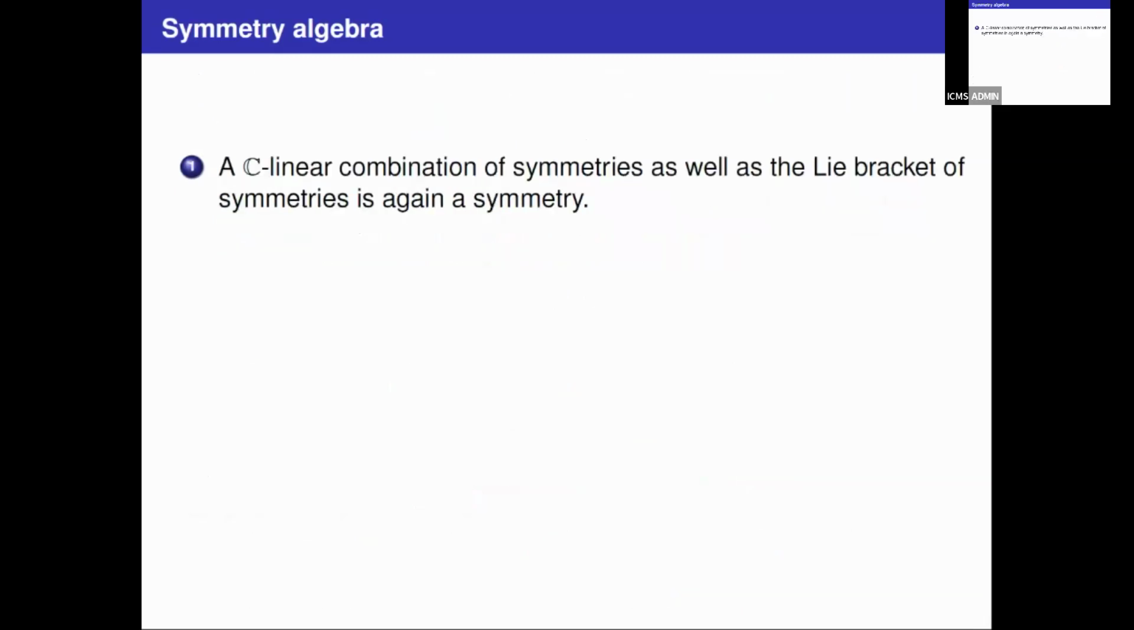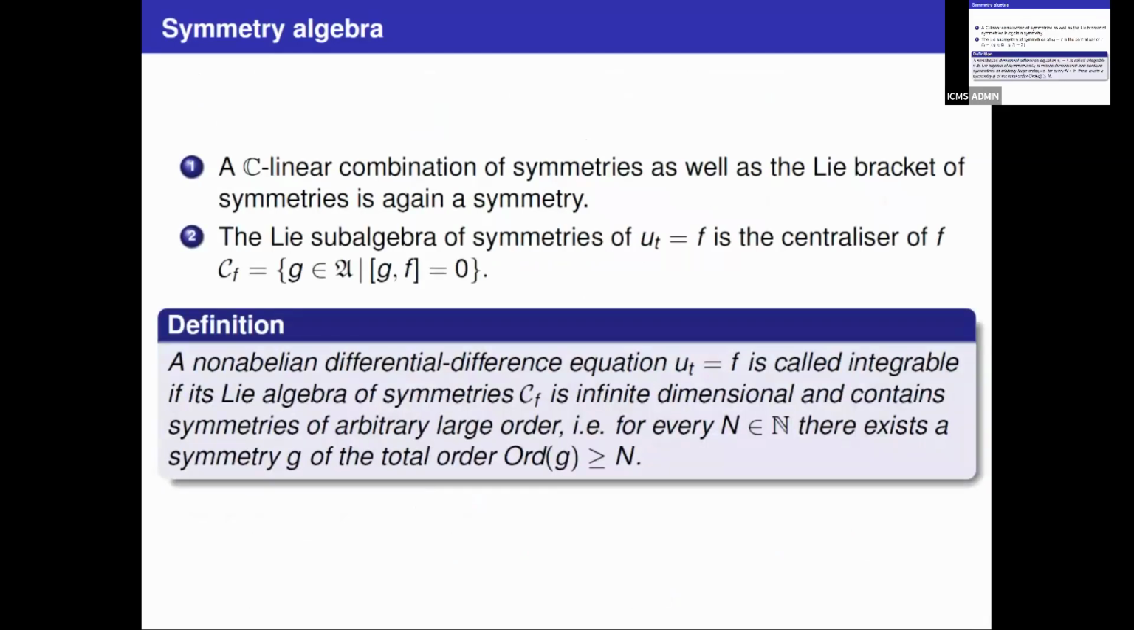Well, any linear combination of symmetries is again a symmetry, and in fact, the Lie bracket of symmetries is again a symmetry. So symmetries form a Lie algebra, and now we are ready to define integrability. We shall call our non-abelian equation integrable if its Lie algebra of symmetries is infinite dimensional. In other words, the Lie algebra of symmetries possesses symmetries of arbitrarily high order. So for whatever large n we choose, there exists a symmetry of order equal to or larger than that order. Good.